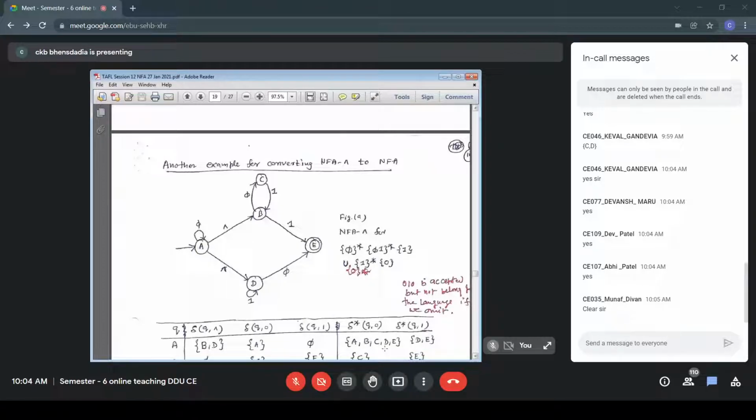There is a little printing mistake in the textbook, if you are referring to your textbook. That 0 part is missing. 0 star is missing, it is not printed. It has to be there. As per the printing mistake in the textbook, it is only showing 1 star 0. Actually, it is 0 star 1 star 0.